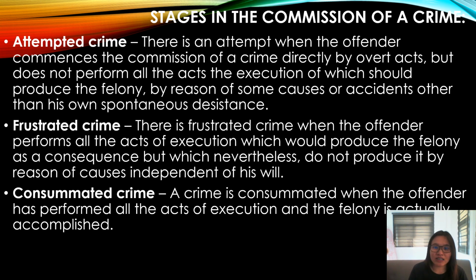Consummated naman, a crime is consummated when the offender has performed all the acts of execution and the felony is actually accomplished. Sa frustrated kasi, yung felony, hindi pa accomplish, hindi pa niya na-accomplish. Pero kapag consummated, na-perform na din niya lahat, and the felony is actually accomplished. Natapos po. Okay? So, next tayo.